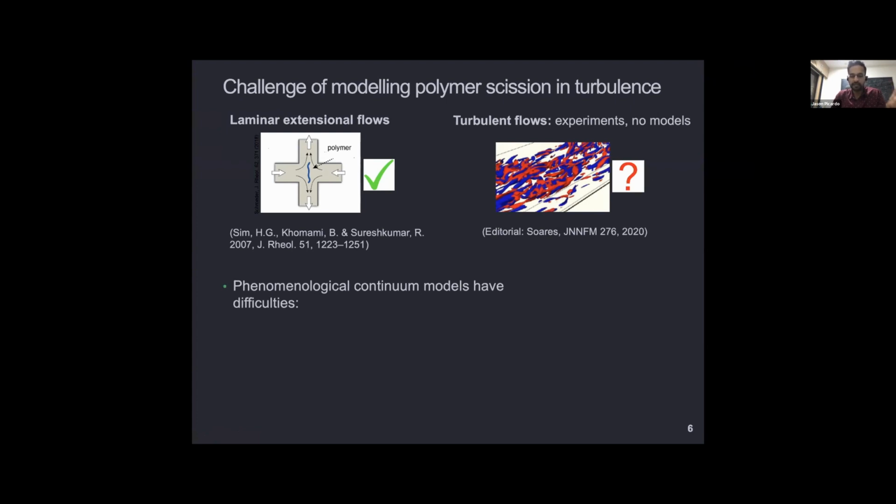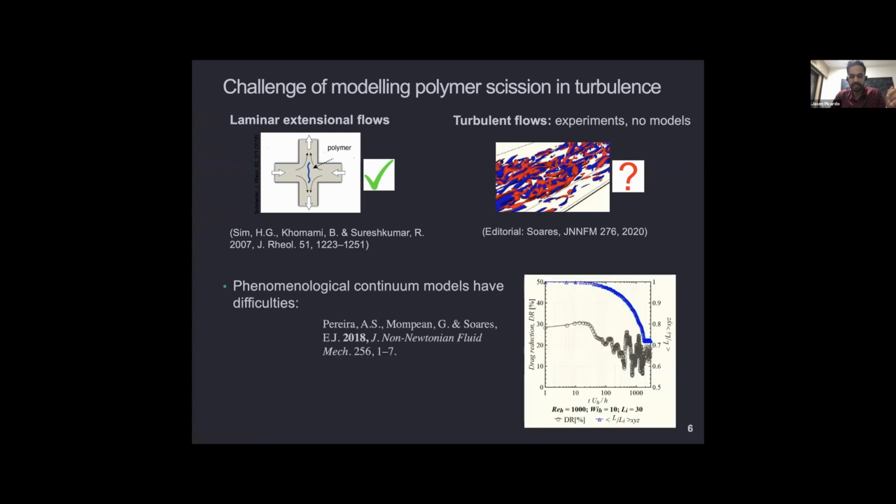There is one model, a valiant modeling attempt based on a phenomenological continuum description, again by Suarez's group. And you see that if you look at the gray curve, they're able to capture some decrease in drag reduction, but then they get these wild oscillations, which they say are just numerical artifacts.